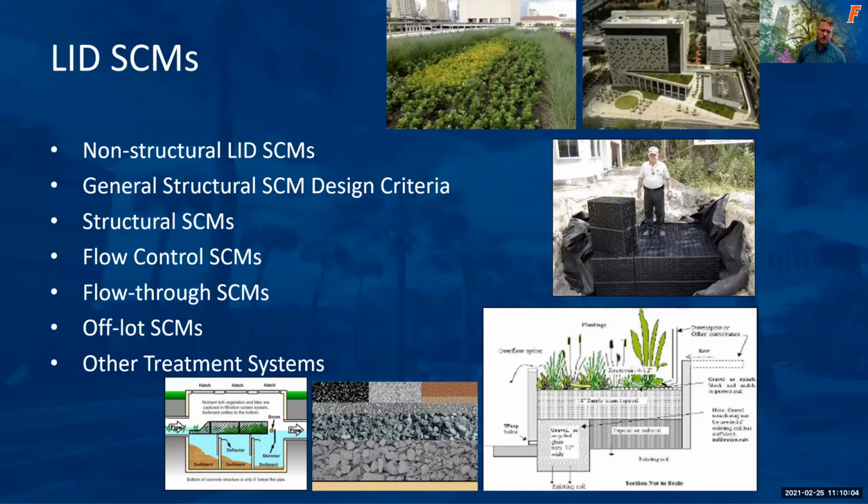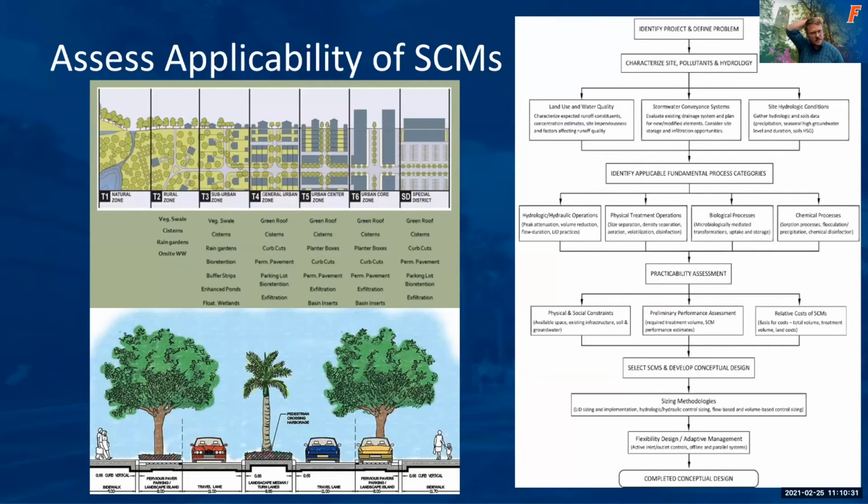Then we get into the different types of stormwater control measures. There are lots of different ways to categorize these, looking at their functions, the general structural design criteria, and how much volume needs to be captured and retained. What are our structural stormwater control measures, whether it's flow control or flow through? We have a lot of different aspects that are considered within that resource.